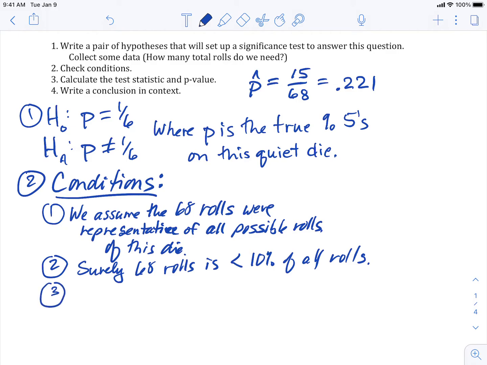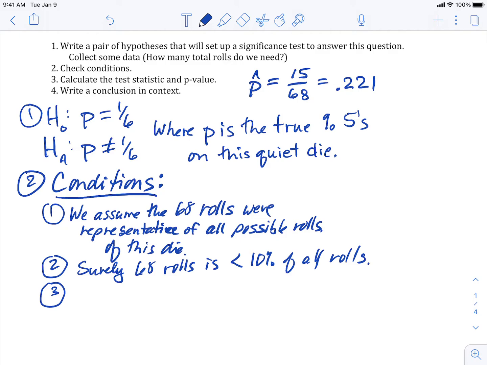And then we want to check the large counts condition, make sure that we can use a normal model for the sampling distribution. And that comes down to, do we have enough successes and failures? That's what we would check for a confidence interval. Well, we can do better than that because we actually have a true p. We have a p equals 1/6.